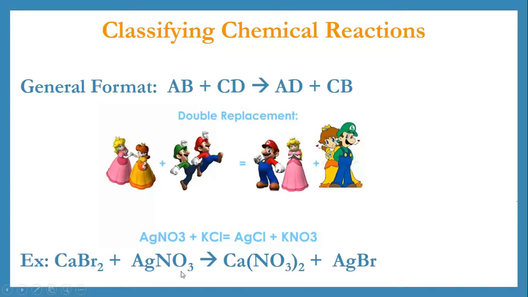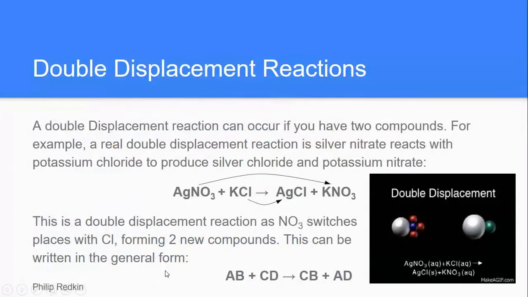So here you can see calcium leaving with nitrate, it came in with bromine, and silver leaving with bromine, it came in with nitrate. And here's a nice one where the silver is taking the chloride from the potassium, and the potassium is taking the nitrate from the silver. Look at that. Thanks, Philip.